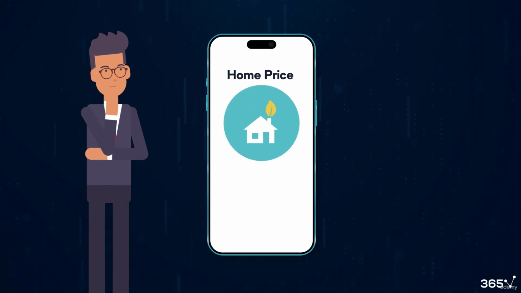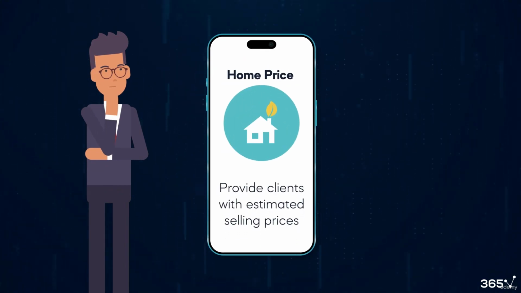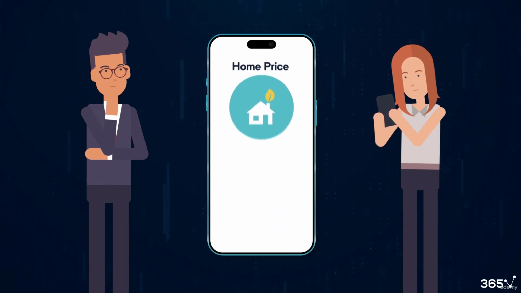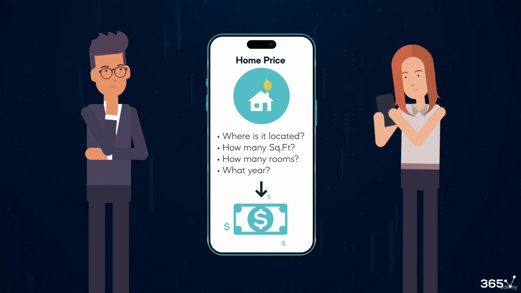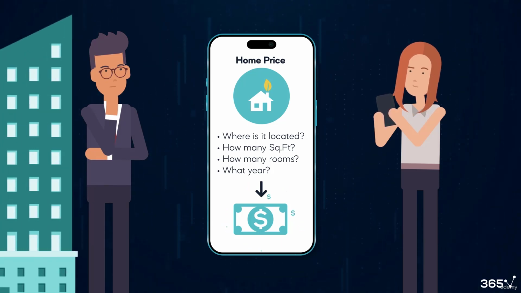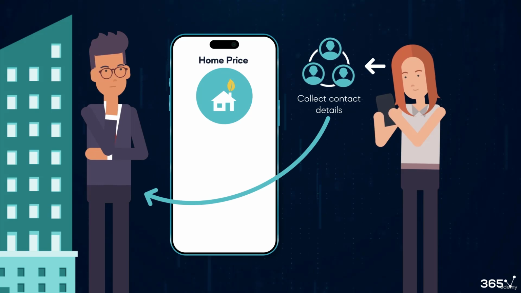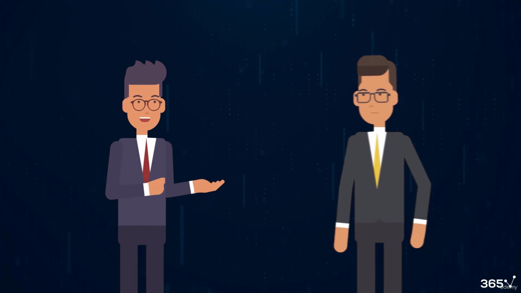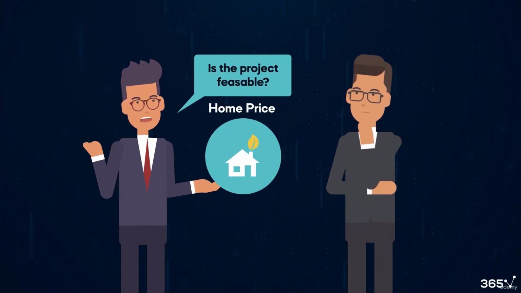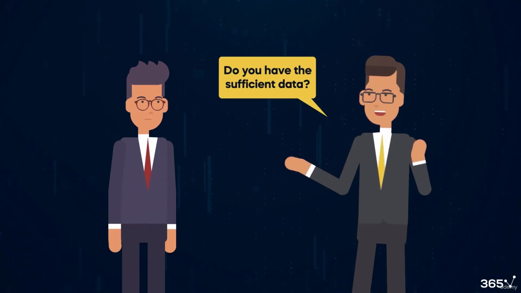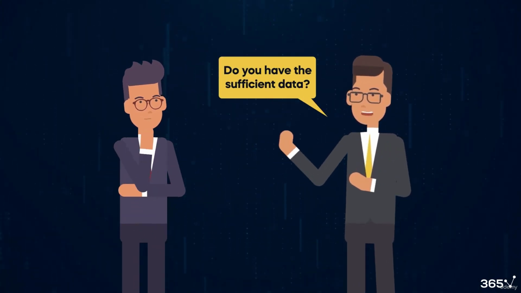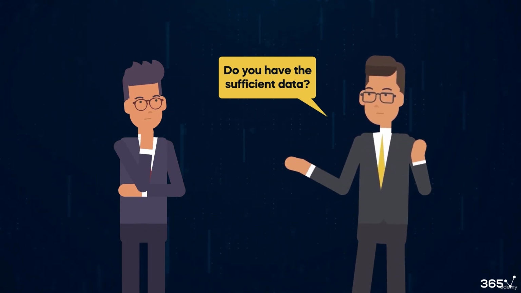A real estate agent plans to develop a mobile app to provide prospective clients with an estimated selling price for their homes. Users can receive this estimate by answering targeted questions within the app. This could significantly boost the real estate agent's business by enabling them to collect contact details from people interested in selling their property. To put the plan in motion, the real estate agent contacted a data scientist and asked whether the project was feasible. The data scientist's first question regarded the availability of a sufficiently large list of past transactions.